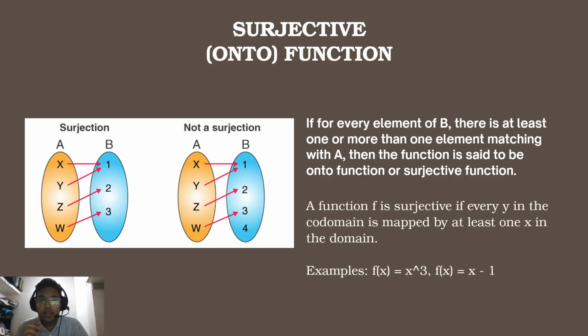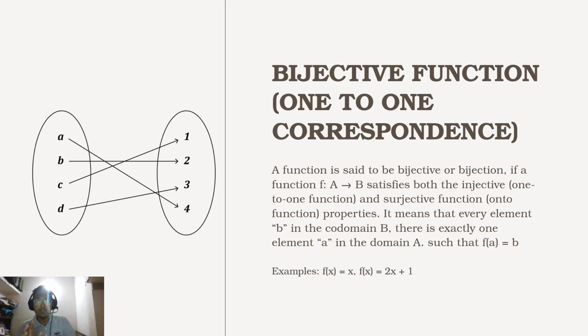So a function f is surjective if every y in the codomain is mapped by at least one x of the domain, right? So for example, if we say that the output value of B should be 1, then for that we should have two different inputs like x and y in the surjection, on the left side. But in here we don't have it because one value, which is 4, is left out, right? So for this we have an example, f of x is equal to x cube, right?